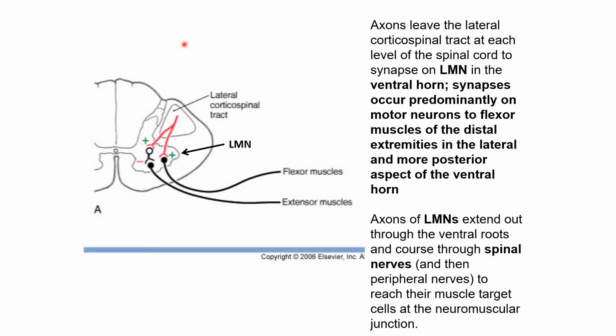Those fibers come down in the corticospinal tract and then peel off at different levels to activate, in an excitatory way, motor neurons to flexor muscles, and tend to inhibit by interneurons extensor muscles.